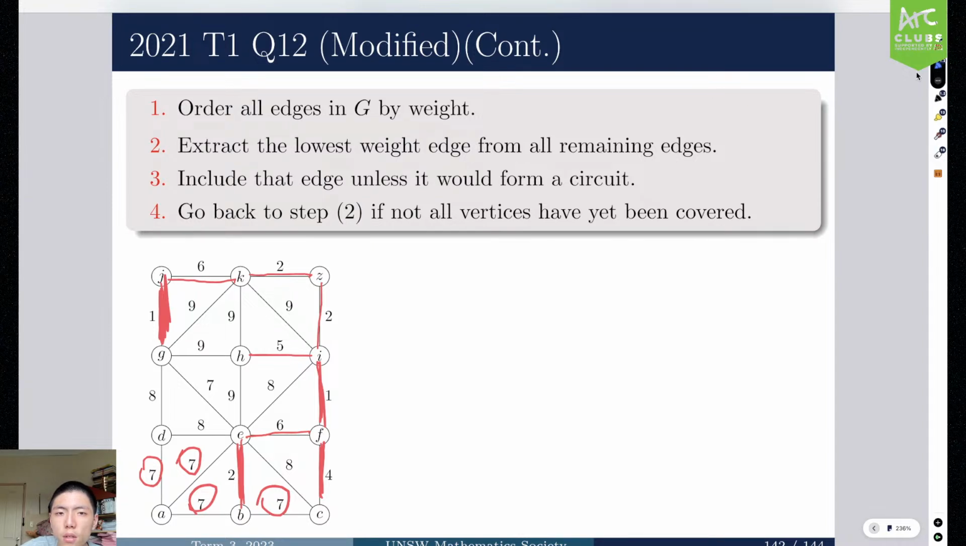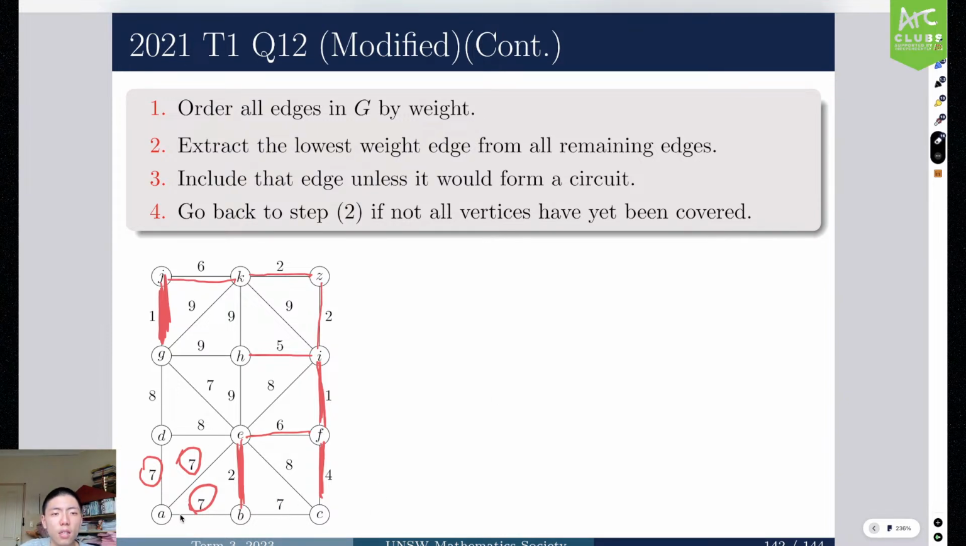Using the same idea, if we were to take this one, then we would form a cycle of length 3. That is also bad. If we took this one, then we would form a cycle of length 4. And this is also bad because we don't want to form any cycles. So we do not take this 7 down here.